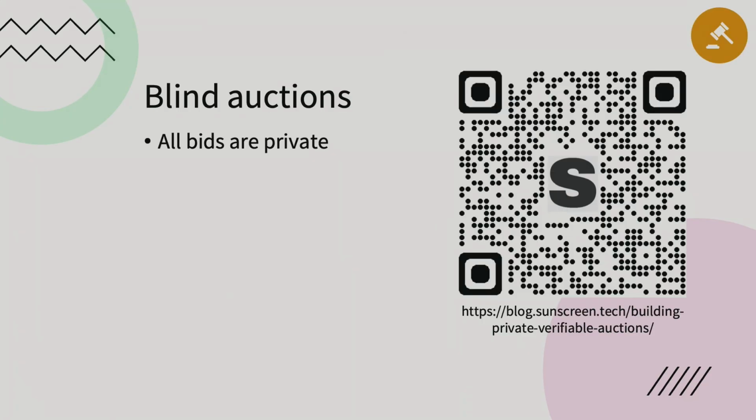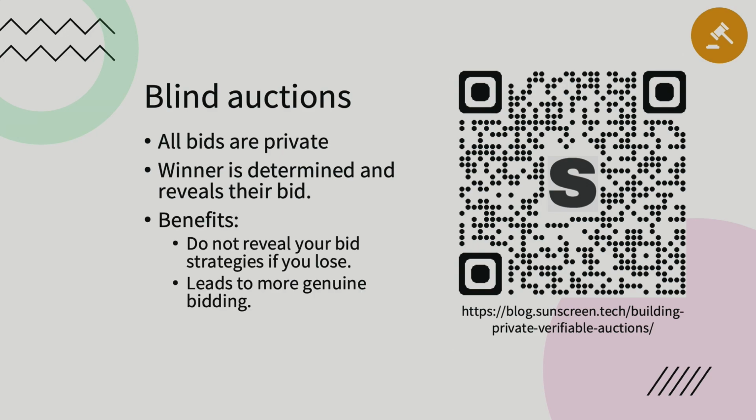And then finally, the last example we'll go through is blind auctions. Blind auctions are where all bids are private. Unlike a normal auction, where you're sitting there trying to figure out, hey, someone else bid $5, now I'm going to bid $6, and I know this particular person always bids in this particular behavior, and trying to come up with a strategy, you can't actually do that. All bids are private, and only the winner is determined and reveals their bid and is able to purchase whatever the item is.